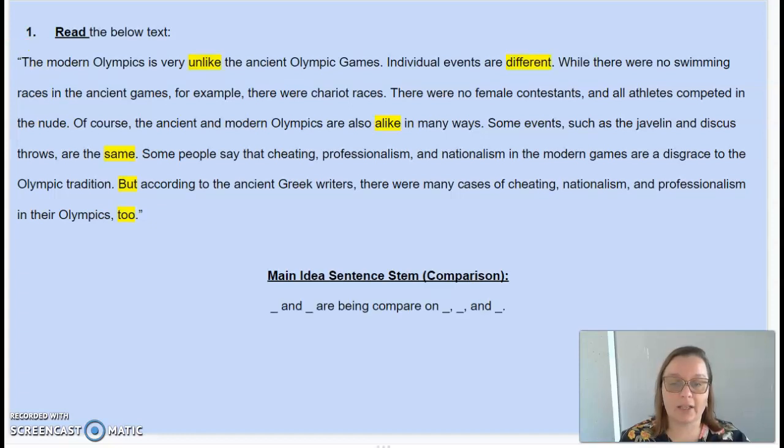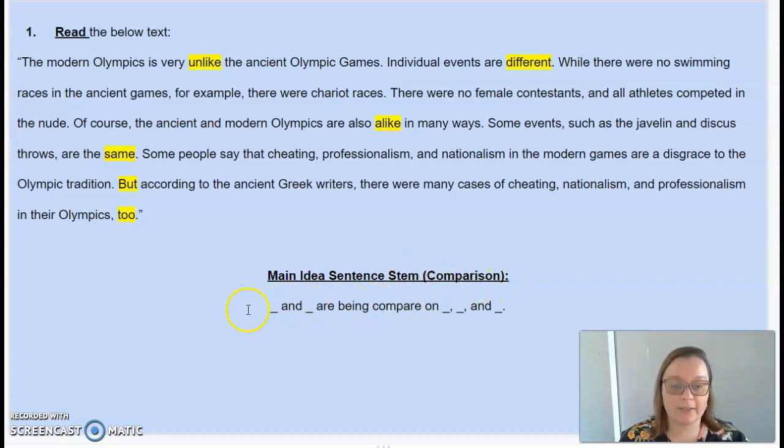So here I have highlighted some of the words that you should have paid very close attention to that really tell you which text structure this text is. And those words are unlike, different, alike, same, but, and too. So these words show us that this is a comparison text structure.